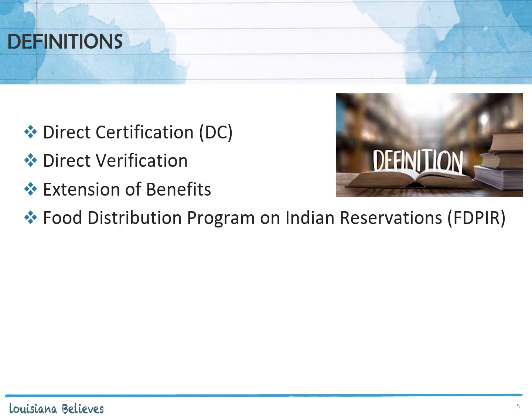Food Distribution Program on Indian Reservations, or FDPIR. FDPIR is a federal program that provides United States Department of Agriculture foods to low-income households living on Indian reservations and to Native American families residing in designated areas near reservations and in the state of Oklahoma. Children from households that receive benefits from FDPIR are deemed categorically eligible for free school meals.